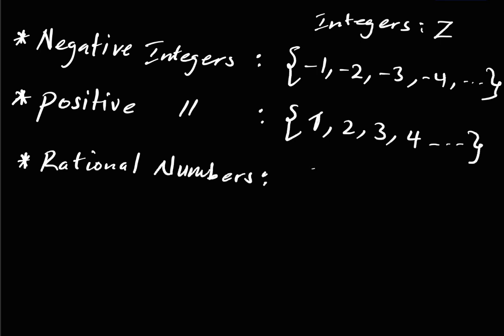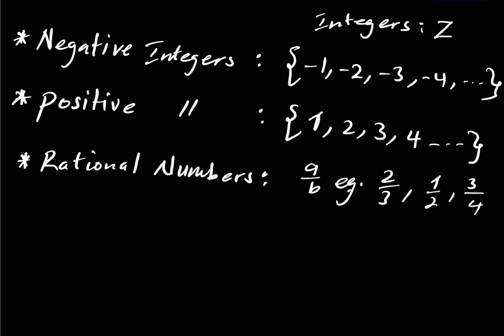There are numbers that can be written in the form of A over B. So what are the kind of numbers that we can write in the form of A over B? It's like fractions, rational fractions. For example, you have 2 over 3, 1 over 2, 3 over 4, etc. So these are rational numbers.